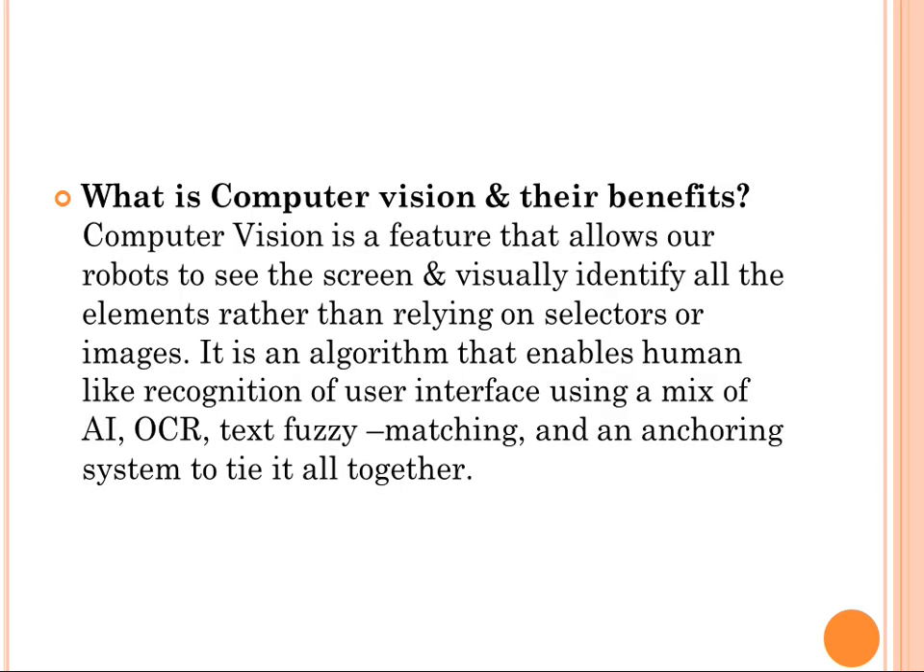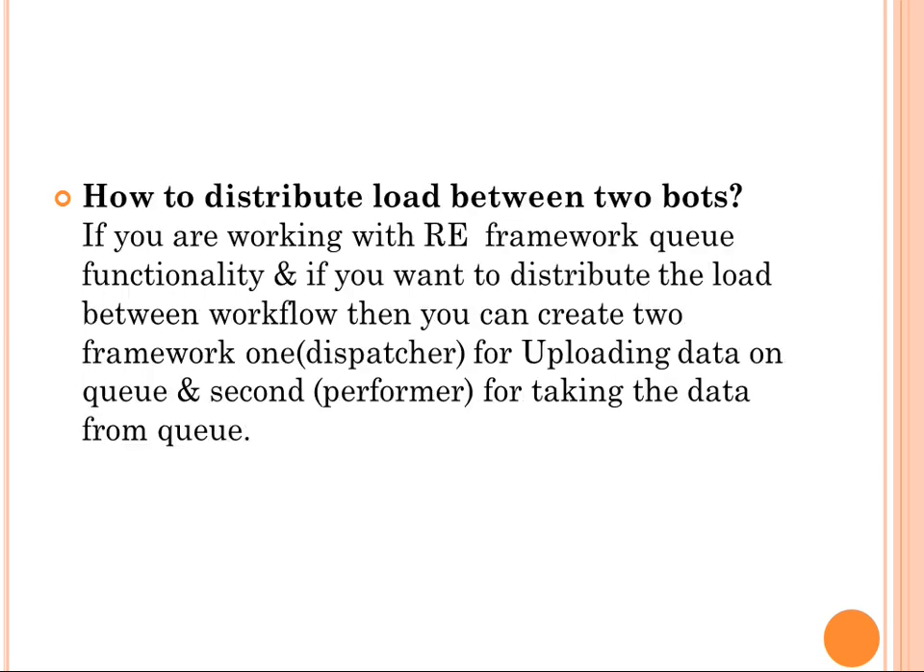Let's move towards the next question. What is computer vision and its benefits? Computer vision is a feature that allows our robots to see the screen and visually identify all the elements rather than relying on selectors or images. It is an algorithm that enables human-like recognition of the user interface using a mix of artificial intelligence, OCR, text fuzzy matching and an anchoring system to tie it all together. Artificial intelligence packages we can see nowadays in the higher versions of UiPath. Earlier it was not there.